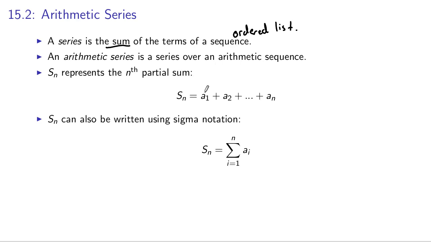An arithmetic series is a series over an arithmetic sequence. S sub n, big S sub n, represents the nth partial sum, or in other words, the nth series. So S sub n is equal to each of the items in the list added together. And of course we can write this using sigma notation. S sub n equals the sum from i is 1 to n of a sub i.